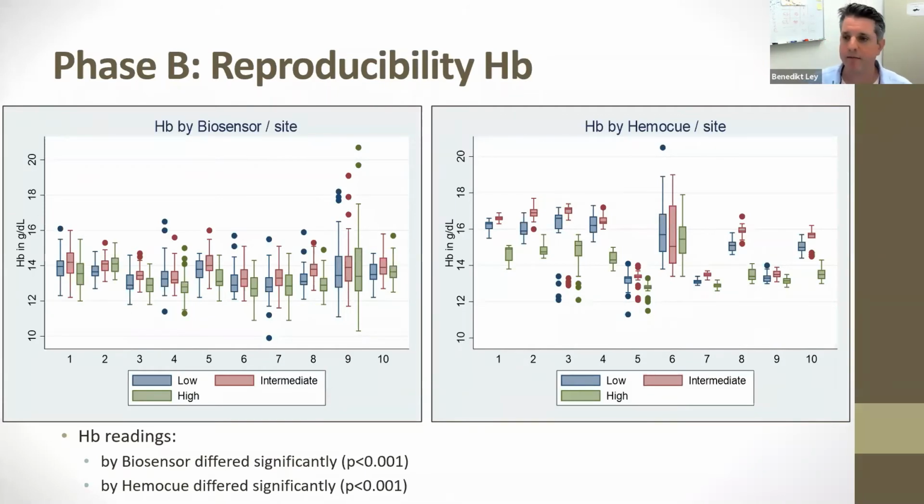When looking at the reproducibility of the HB readings, they differed across all sites, irrespective of method applied, both for the biosensor as well as the HemoQ. And again, we saw a marked difference in terms of precision for both assays.